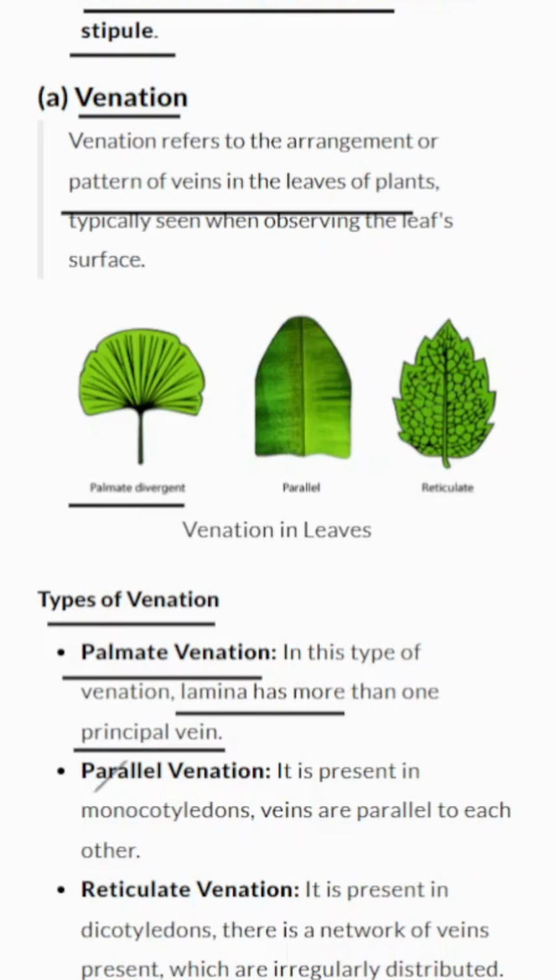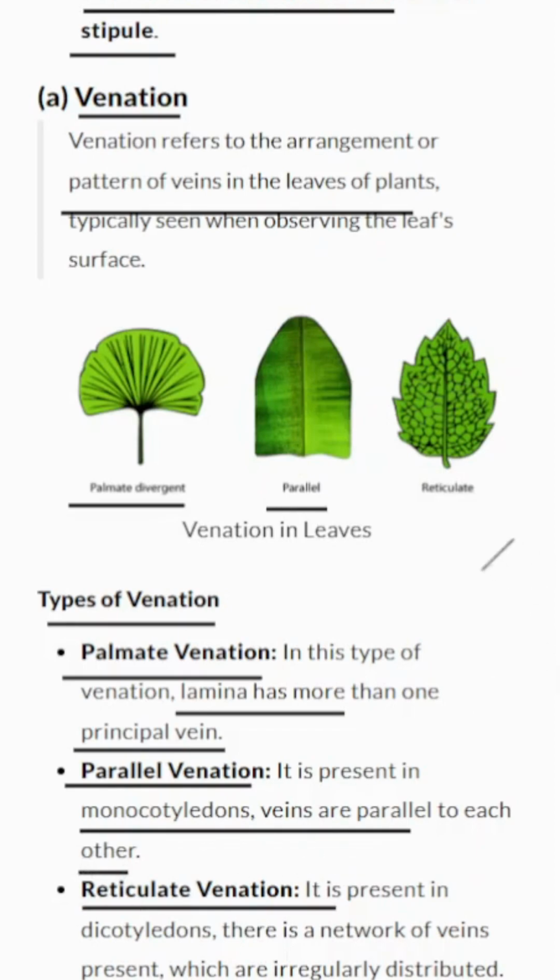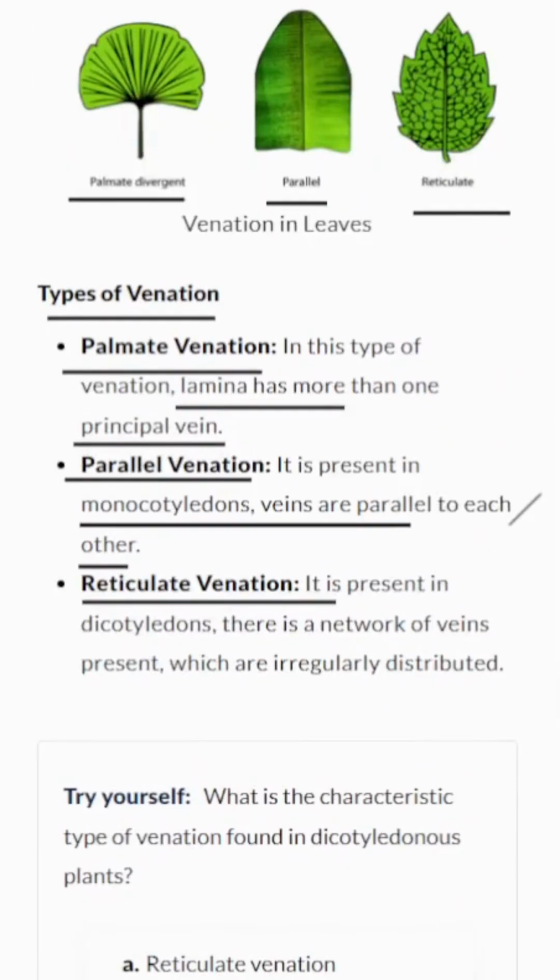Parallel venation. Think of monocots like grass or lilies, where the veins run parallel to each other, much like well-ordered train tracks. Reticulate venation. In dicots, such as roses or maples, you'll notice a network of veins irregularly distributed across the leaf. It's like a mesmerizing artwork etched by nature.